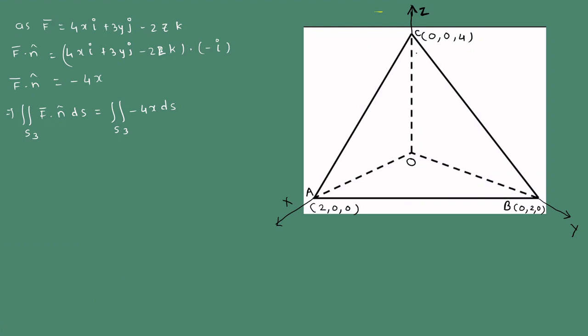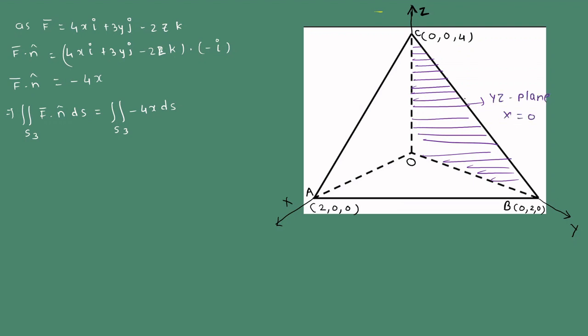As our surface is the YZ plane, right? This is the YZ plane, that means x is equal to 0. So we can write, this implies double integration over S3 of minus 4 into 0 ds, so it is equal to 0. As S3 is the YZ plane, this implies x equals 0. So this implies double integration over S3 of f bar dot n cap ds is equal to 0.